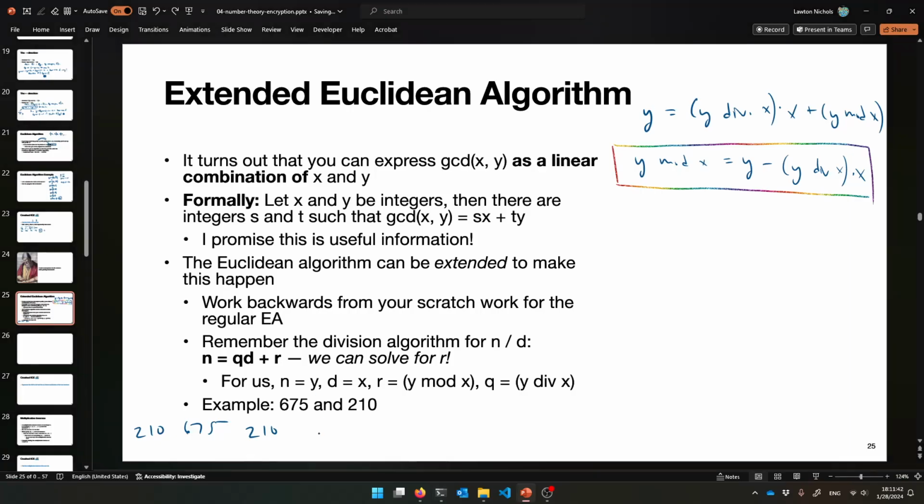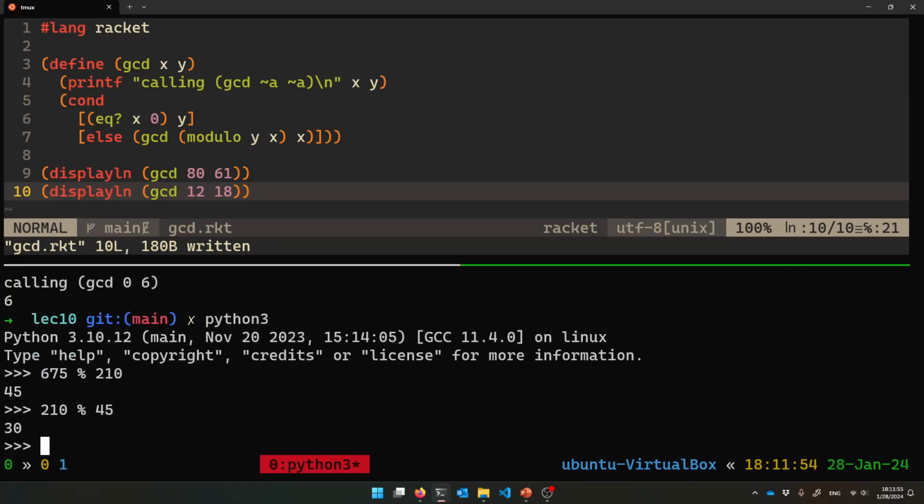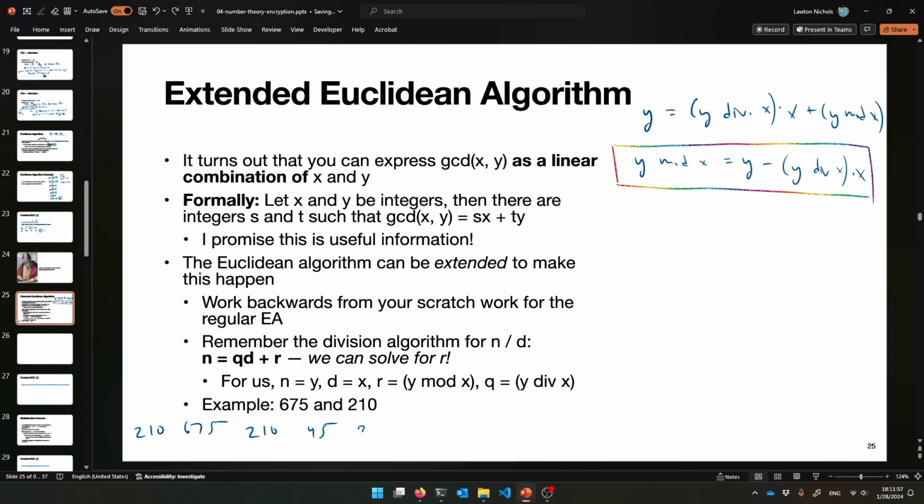That's 45. And now this is your new y, this is your new x, and you'll take the mod. 210 mod 45, or sorry, just 40. No, it is 45, excuse me. So 210 now mod 45 is equal to 30. Okay, and you need the scratch work for this.